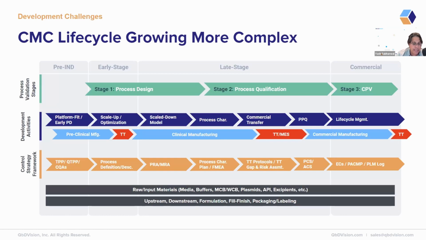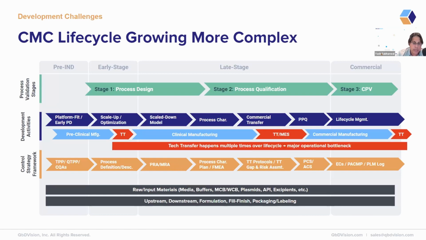Of course, all of this has to be done for everything that you make, whether you're making your raw materials, your master cell banks, your working cell banks, your input materials, your buffers, your media. And then, of course, as you go into drug substance and drug product development from upstream to downstream, all of these development activities and control strategy framework have to be managed for every single one of these. And so this is really where the challenge is today, managing all this information as you generate it, being able to find it when you need it.